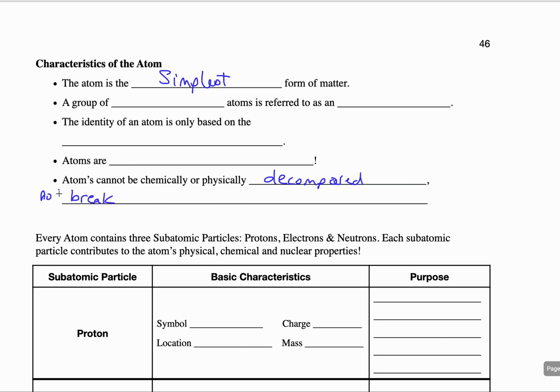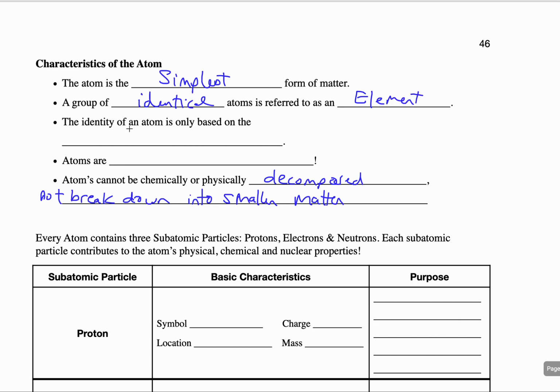So I probably should put the words not break down into smaller matter. That's the simplest that exists around us naturally. Now, a group of identical atoms is referred to as an element.